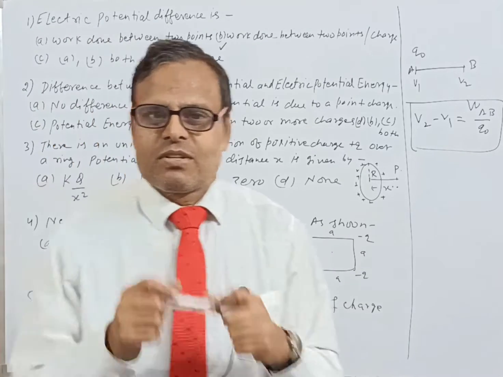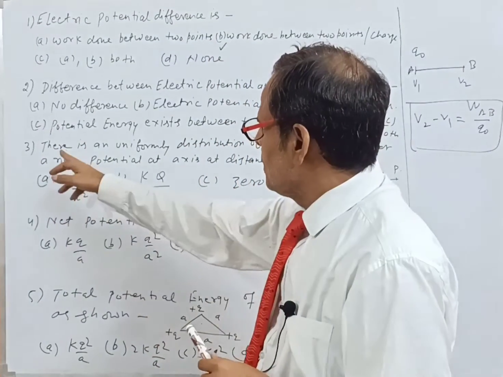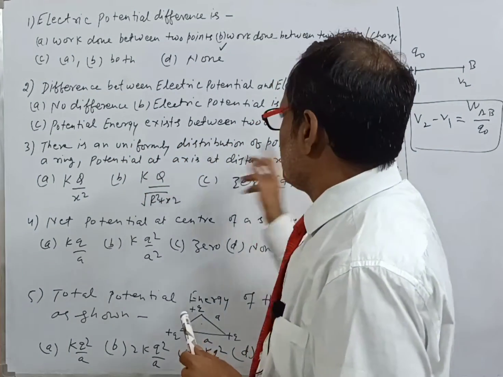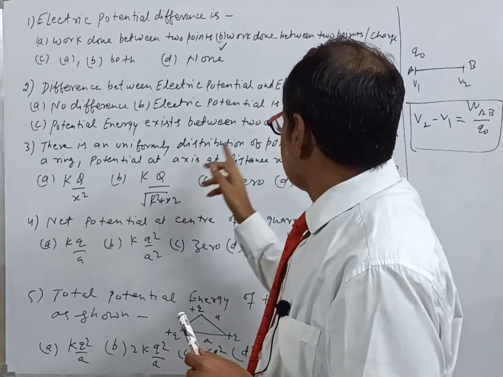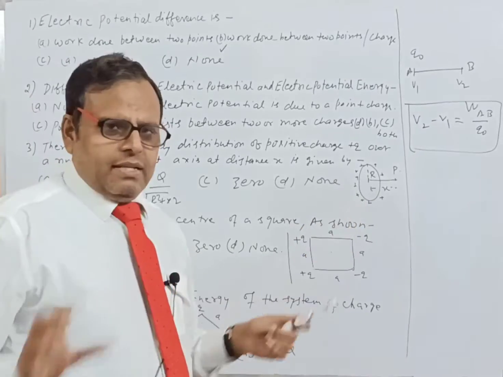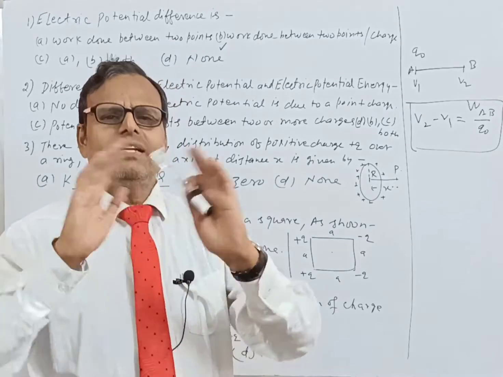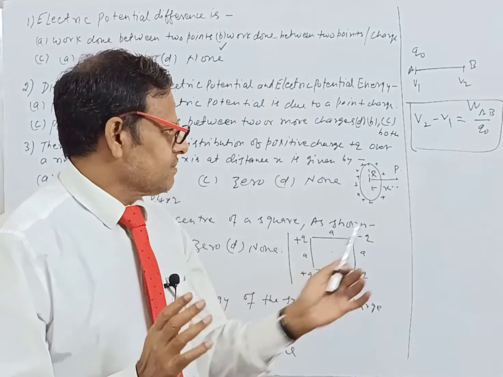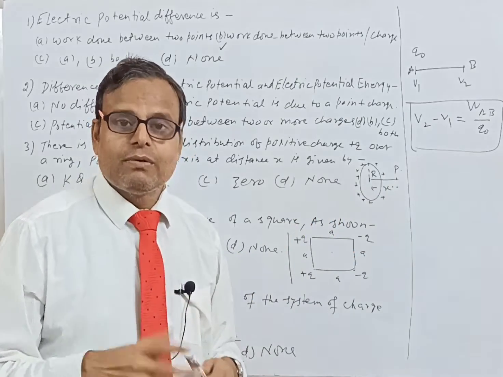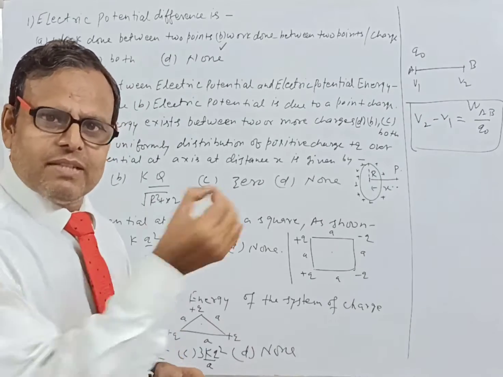Now, come to the next question, that is question number 3. There is a uniform distribution of positive charge plus Q over a ring. Potential at axis at distance x is given by. Here is the figure. A ring type of structure, positive charge is distributed over a ring of radius r. At its axis at a distance x at point P, what would be the potential? What is the answer? Let us derive.